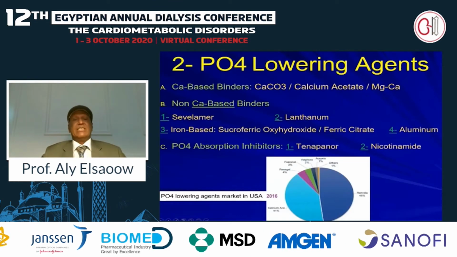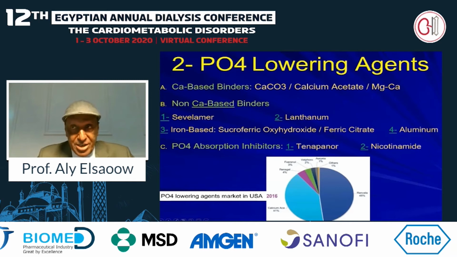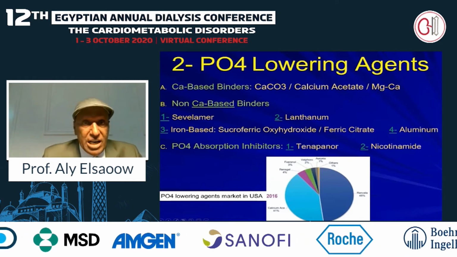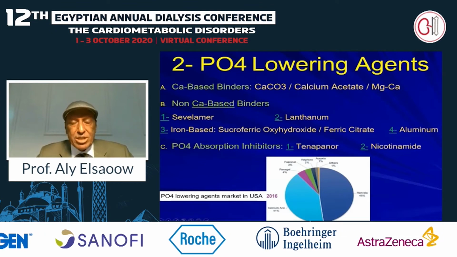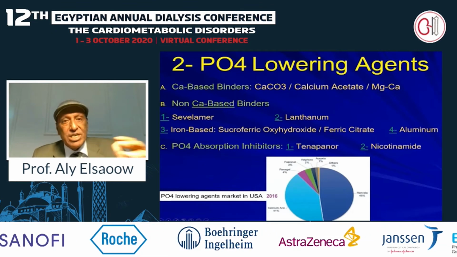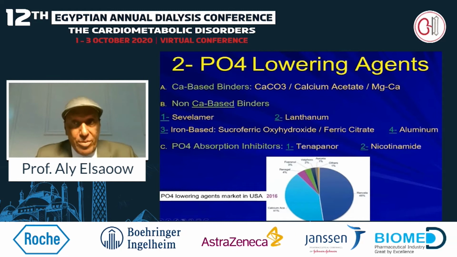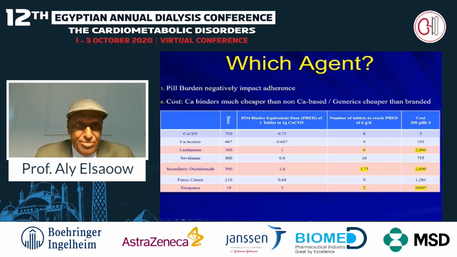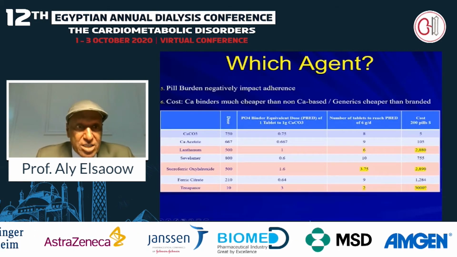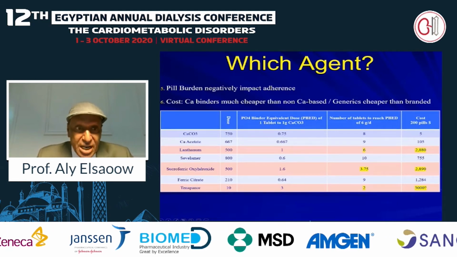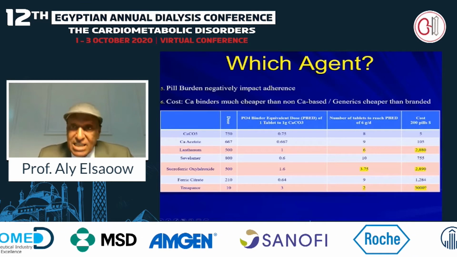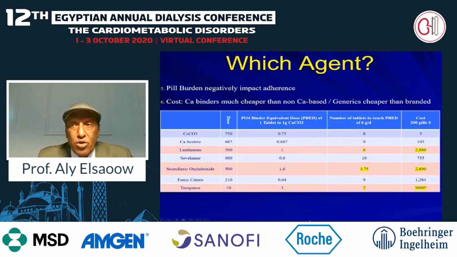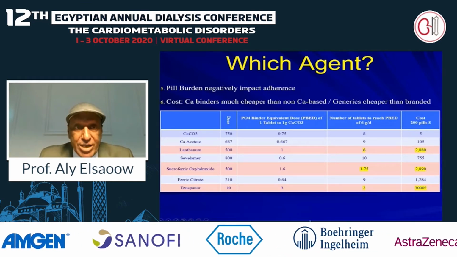Moving on to the next step in managing hyperphosphatemia, and that is using phosphorus-lowering agents. And I'm not saying phosphorus binders because, as you can see, not all of them are binders. The best are sucroferric oxide hydroxide and lanthanum. Now, tenapanor, although it has a very low number of pills, has not yet been officially approved for hyperphosphatemia.